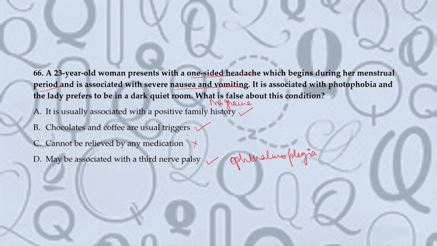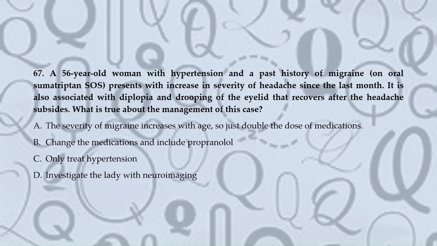So there are many drugs that can be used to relieve the attack of migraine. So the next question, a 56-year-old woman with hypertension and a past history of migraine, on oral sumatriptan SOS presents with increase in severity of headache since last 1 month. It is associated with diplopia and drooping of the eyelid that recovers after the headache subsides. So here we have a patient who's been having migraine. Now she has developed some systemic comorbidities, and now there is a change in pattern of migraine.